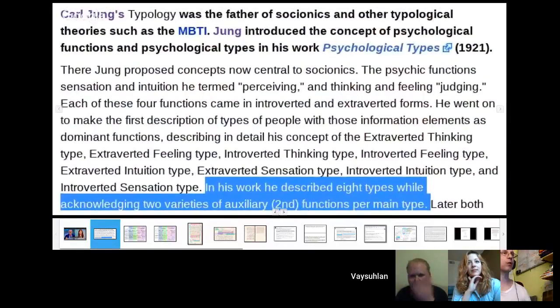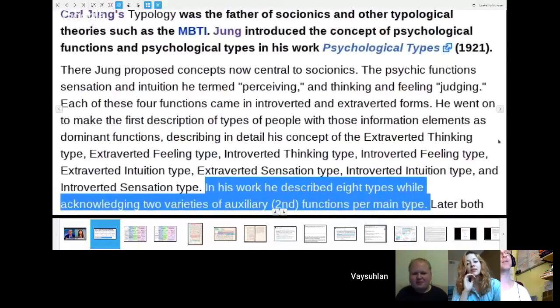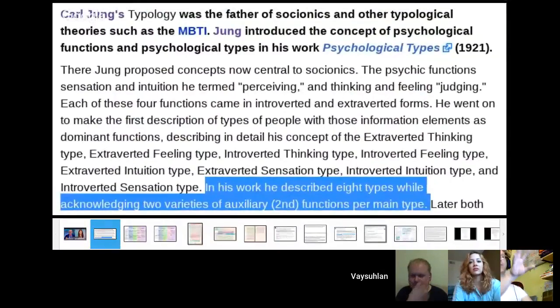So I do hope I'm clicked on the correct square. So we have here, now this may be some bias, this is from Wikisocion. And it says there, in his work, he described, he didn't quite say two functions per type, at least not in Psychological Types, aka the psychology of individuation, which is my preferred title. So I'll show you what he actually did say.